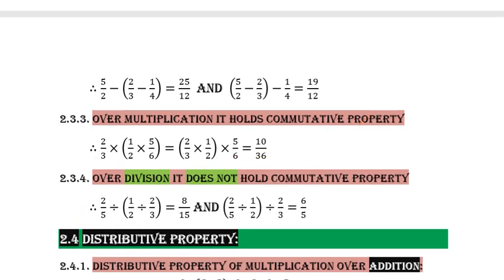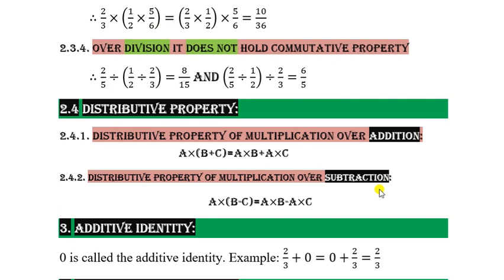Now one more property is here, that is distributive property. For distributive property we are going to use three numbers only, but two different signs. One is plus, another one is multiplication. One is multiplication, another one is subtraction. Here you can see distributive property of multiplication over addition. At the same time, distributive property of multiplication over subtraction. If we check here, a cross (b plus c) is equal to a cross b plus a cross c. Similarly, a cross (b minus c) is a cross b minus a cross c. This is distributive property. Remember that.